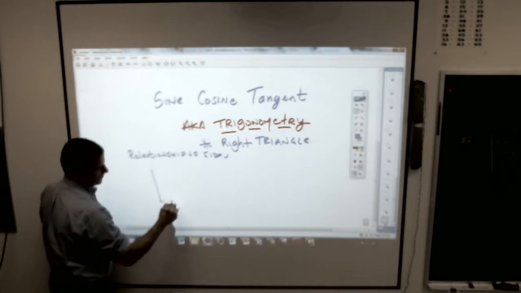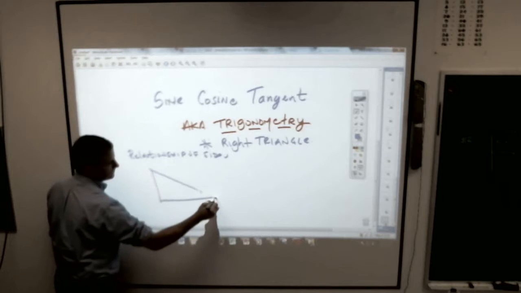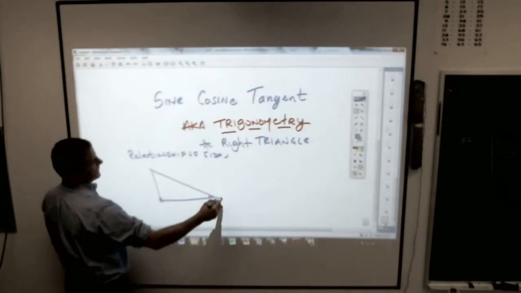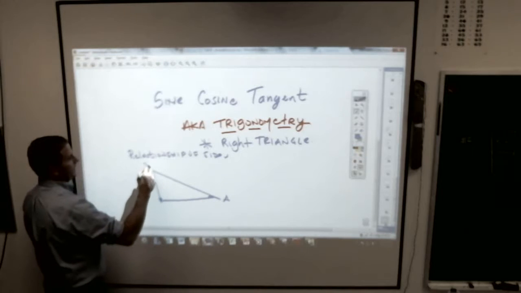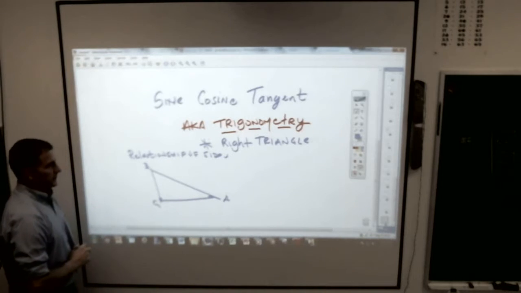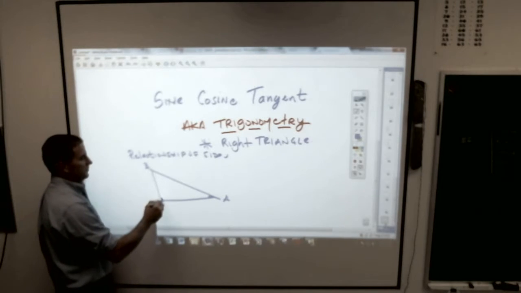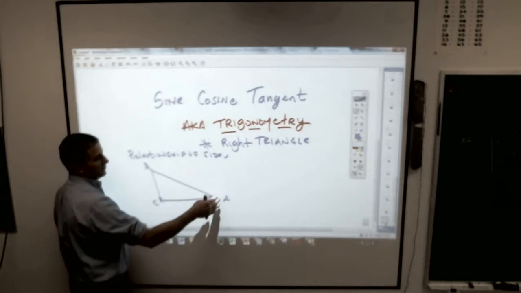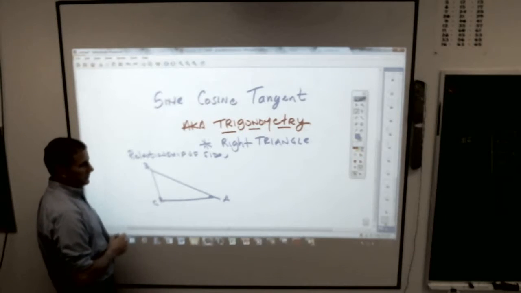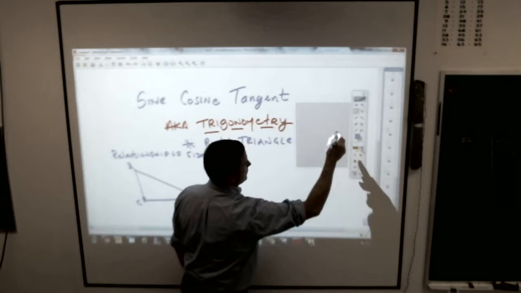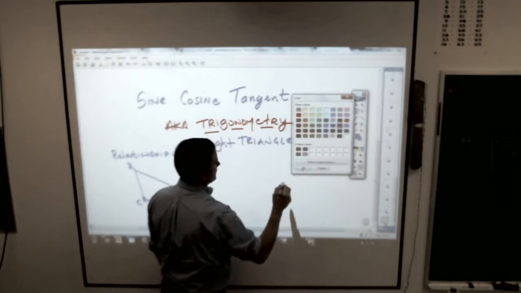So here is our example. Here is Mr. Right Triangle. You've got these sides, angle A, angle B, angle C. We never work with respect to the right angle. It's always going to be one of the other two angles. And you have to remember it like this.